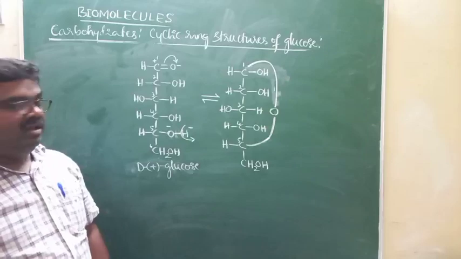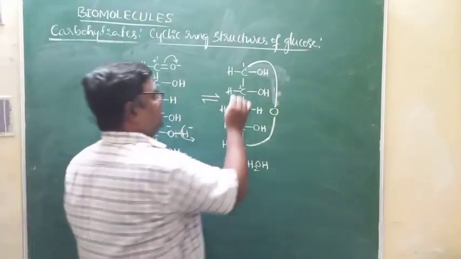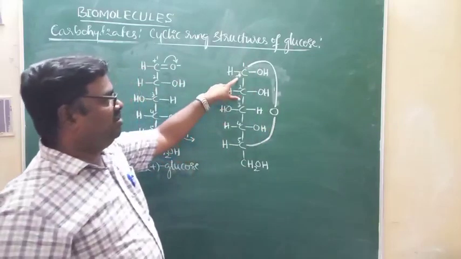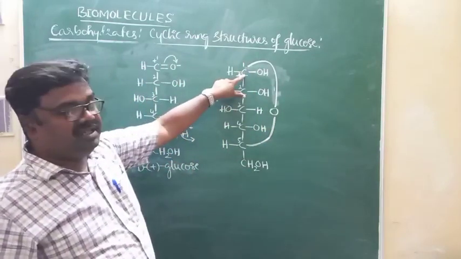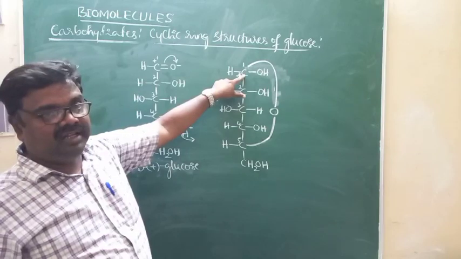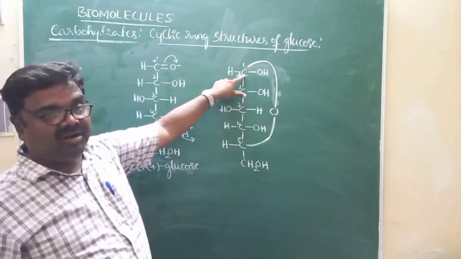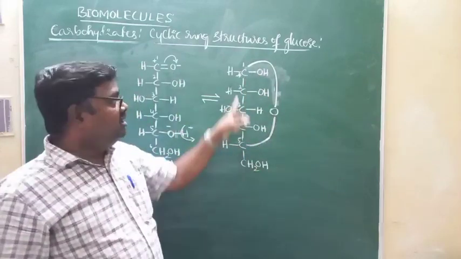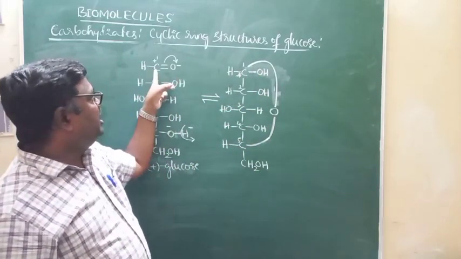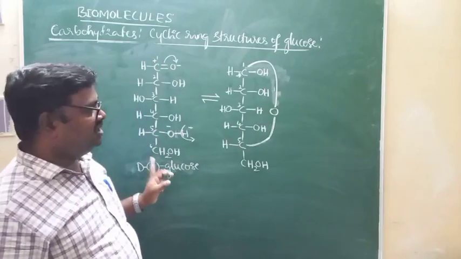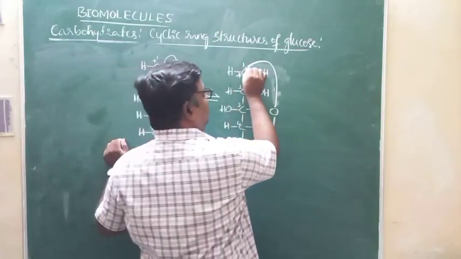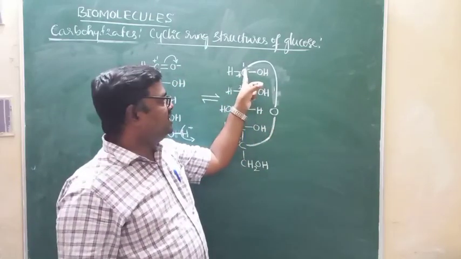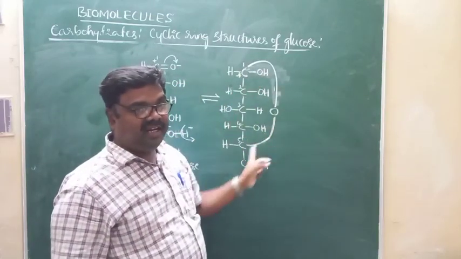Due to the cyclization, just observe, one new asymmetric carbon atom is formed here. This new asymmetric carbon atom is the anomeric carbon atom. The anomeric carbon atom is the asymmetric carbon atom in the cyclic ring. It was the carbonyl carbon in the open chain structure. Because of the formation of this new asymmetric carbon atom, there are 2 possible configurations.